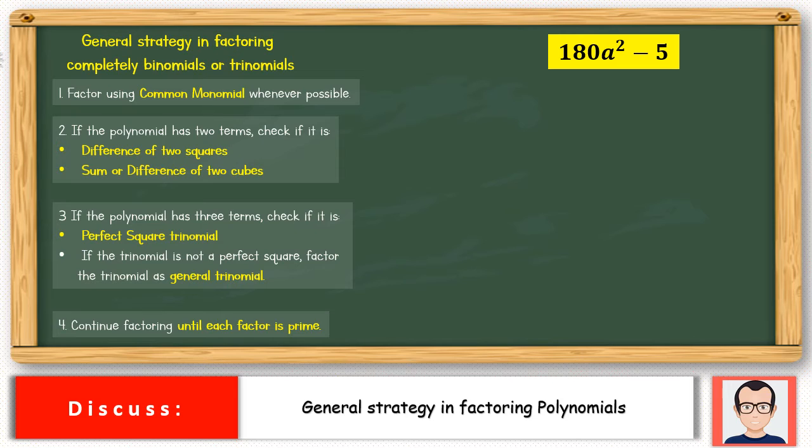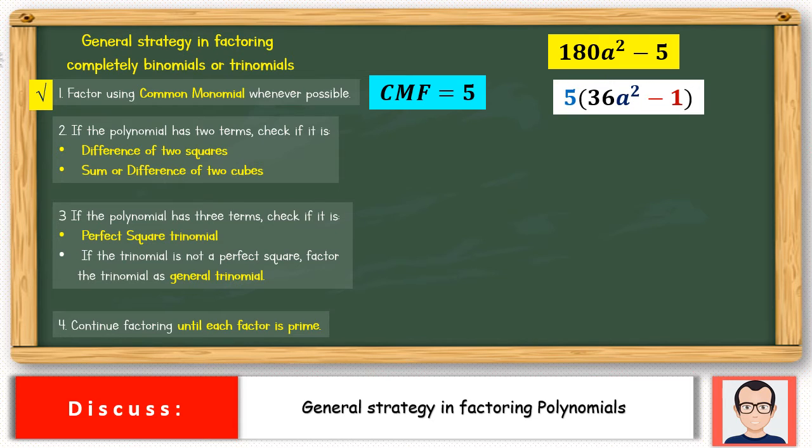For our second example, we have 180 a squared minus 5. We first check if they have a common factor. The common factor of the two terms is 5. We apply the rules in factoring common monomial factor, and that is to divide the common terms with the given. Doing so, our answer is 5 times 36a squared minus 1.